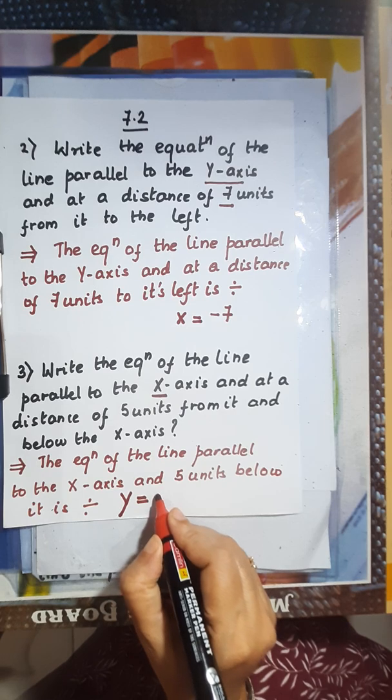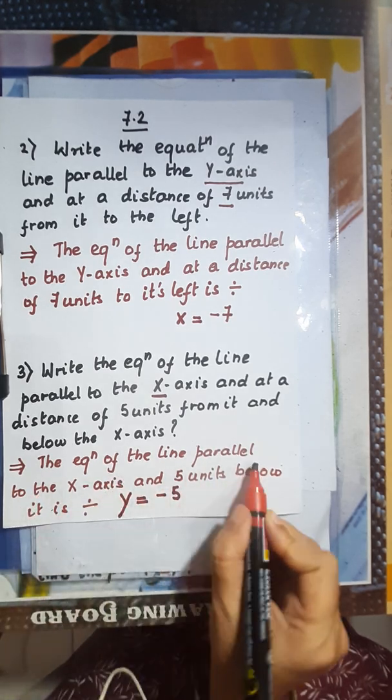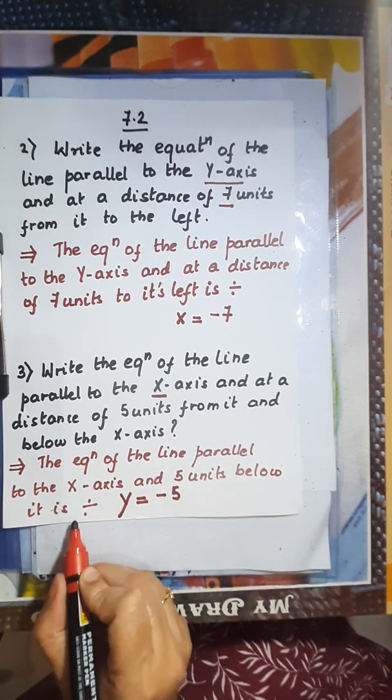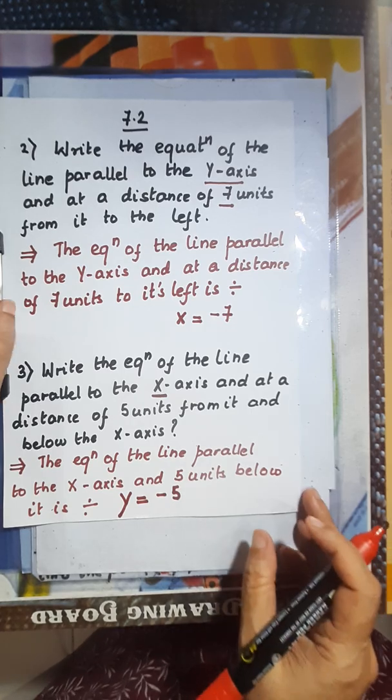So below, therefore minus. If it was above, you would write plus. So the equation of the line parallel to the x-axis and 5 units below it is y is equal to -5. I hope this is very clear. Y is equal to -5. Is that clear? Let's go to the fourth sum.